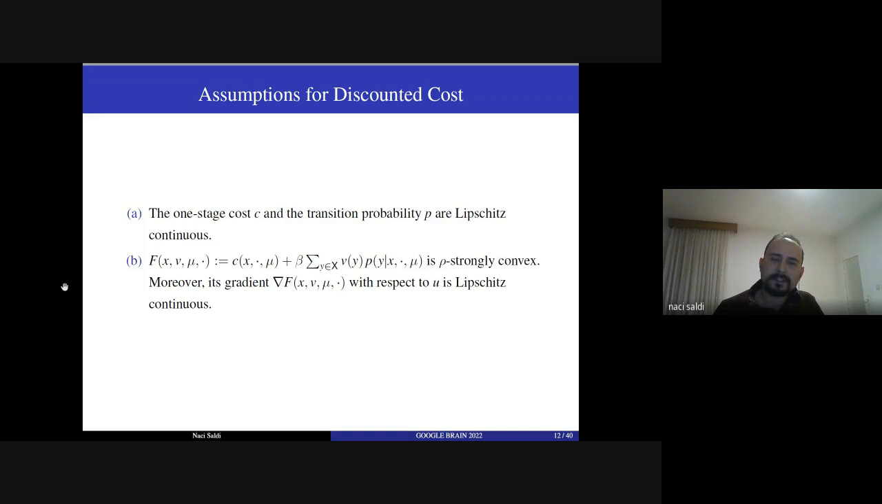And moreover, its gradient with respect to actions is Lipschitz continuous. Indeed, we need this assumption B for discounted cost to prove the Lipschitz continuity of the optimal policy with respect to the mean field term. This is indeed the most important part in this presentation.